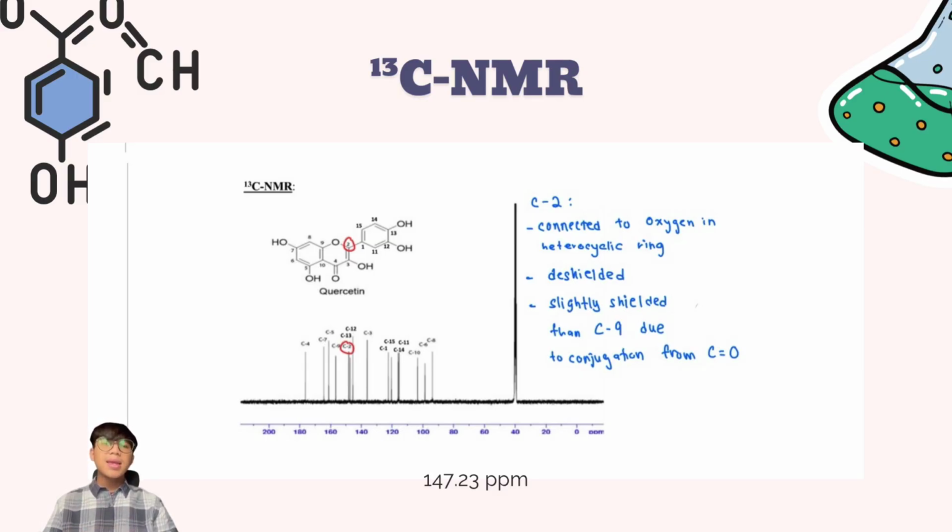But it is slightly shielded compared to carbon number 9 because carbon number 9 is an aromatic carbon that is directly attached to the oxygen. So the oxygen mainly affects the electron density, while the conjugation system in carbon number 2 is widely spread through several atoms, making it less electron deficient than carbon number 9.